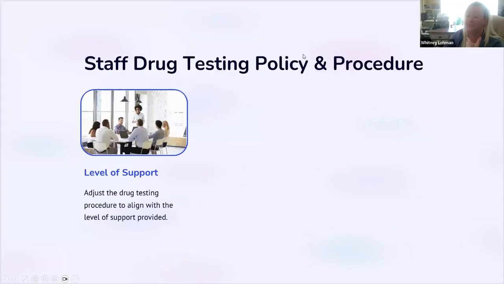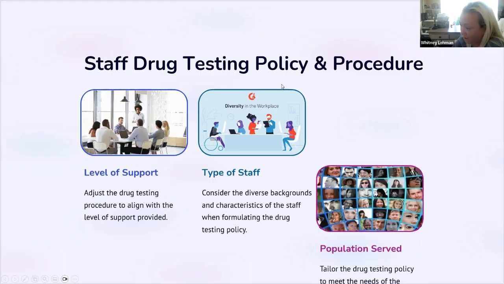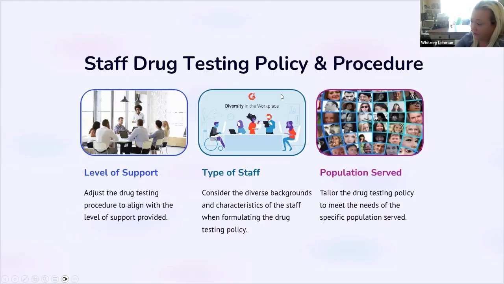So we want to consider the level of support, and we want to adjust those procedures to align with the level of support that you all provide. We want to make sure that we're looking at what type of staff we're dealing with. Is it bona fide staff that we're testing, or is it peer staff that we're testing? So peer staff is obviously already being drug tested at the residence, where bona fide staff would typically go to an outside facility to be tested. And then we want to tailor the drug testing policy to meet the specific needs of our population and staffing model.